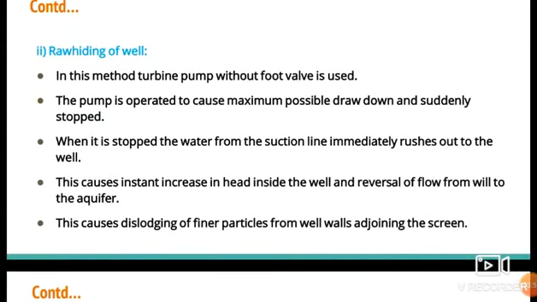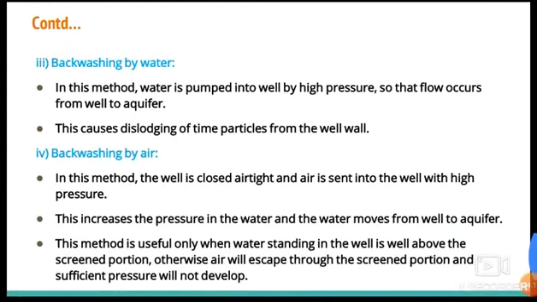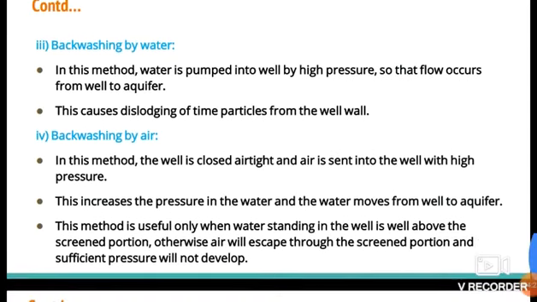In the method of rawhiding, we use a turbine pump without a foot valve. The pump is operated to cause the maximum possible drawdown and then suddenly stopped. When the pump is operating, the water will be lifted. When it is stopped, the water from the suction line immediately rushes out into the well. And backwashing: in this method, water is pumped into the well at high pressure so that the flow occurs from the well to the aquifer. This causes dislodging of fine particles from the well wall.